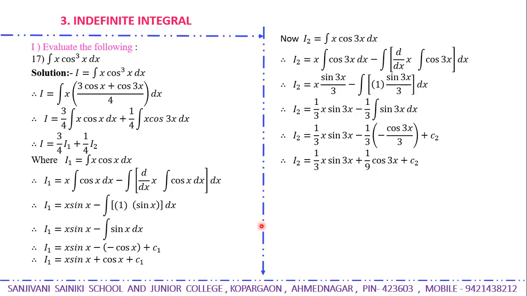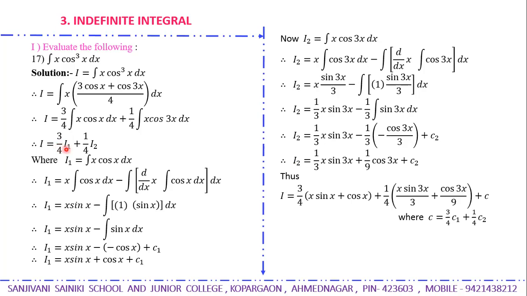We will use these two integrals in our first integral I. You get 3 upon 4 (x sin x plus cos x) plus 1 upon 4 (x sin 3x upon 3 plus cos 3x upon 9) plus c, where c is 3 by 4 c1 plus 1 by 4 c2, because in the first integral we are multiplying by 3 by 4, so 3 by 4 c1, and in the second integral we are multiplying by 1 by 4, so 1 by 4 c2. So the integral is, we can take 1 upon 9 common from these two, so we get 1 upon 36 (3x sin 3x plus cos 3x) plus c. So this is the solution of this 17th example.